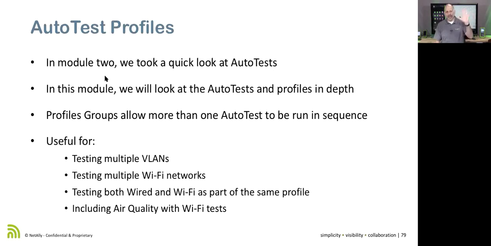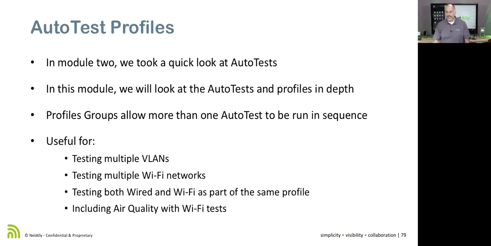In that module 2, we created a couple of quick auto tests just to connect up to the network. But we weren't really interested in doing a lot of testing beyond that, but we wanted to be able to go in and hook up. This module, we're going to look at our auto tests in more depth. So what our profile groups do is they allow us to combine a number of auto tests together and run those in sequence. Why would we want to do that?